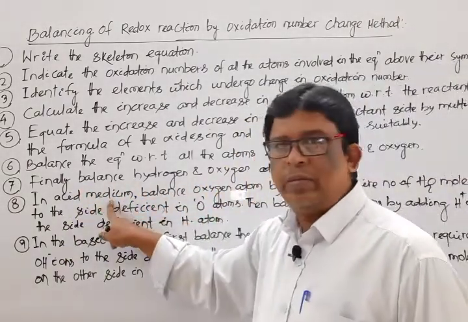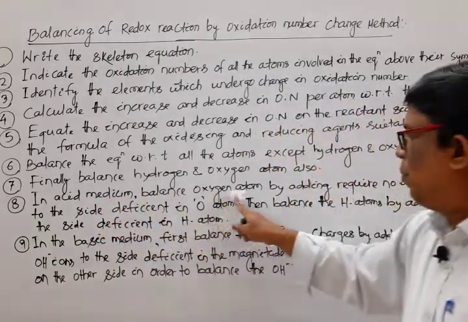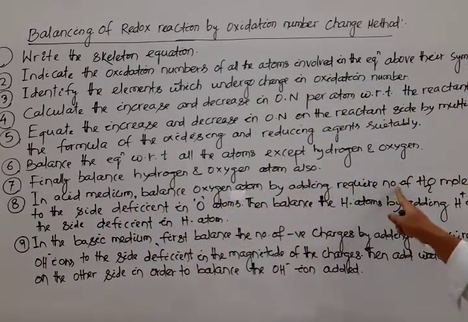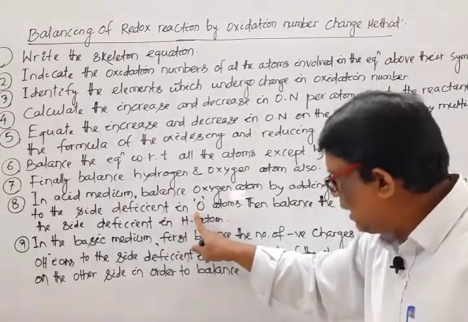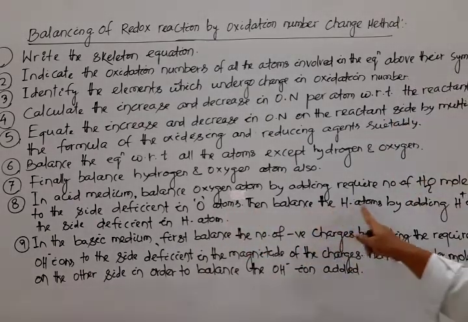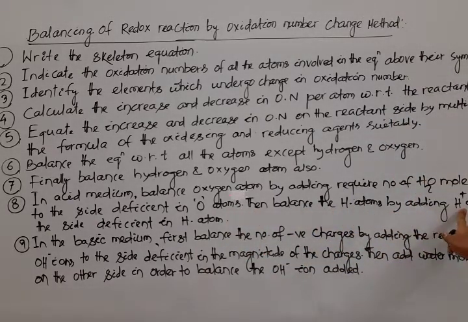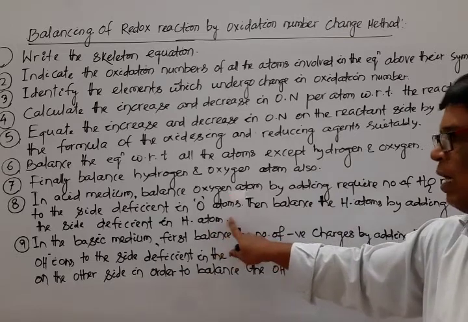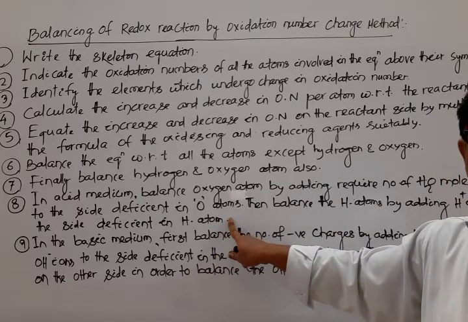In acid medium, case 1: in acid medium, balance the oxygen atoms by adding the required number of water molecules to the side deficient in oxygen atoms. Then balance the hydrogen atoms by adding H plus ions to the side deficient in hydrogen atoms.